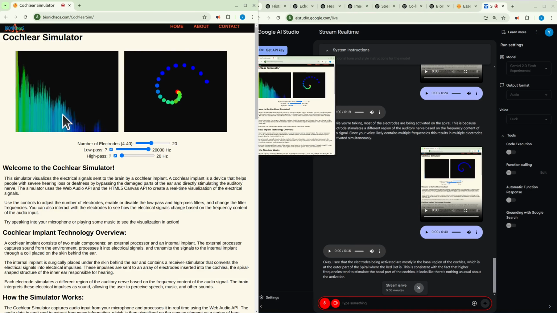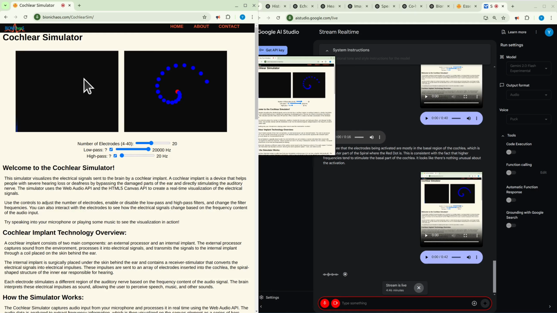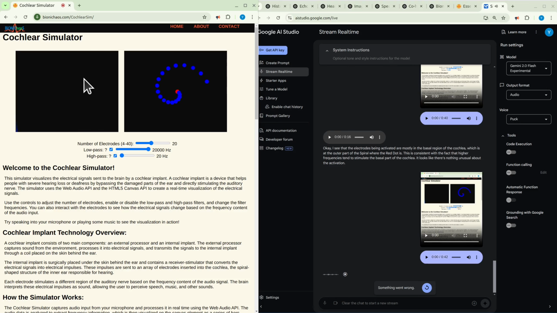Okay, so currently if we have 20 electrodes, would we expect all of them to be activated or just half of them? Can you explain in detail? And again, indicate if there's something potentially wrong with the simulation. When you have 20 electrodes, you would not expect all of them to be activated at the same time. The reason for this is that each electrode corresponds to a specific frequency range in the audio signal. Therefore, the activation of electrodes will depend on the frequency content of the audio.